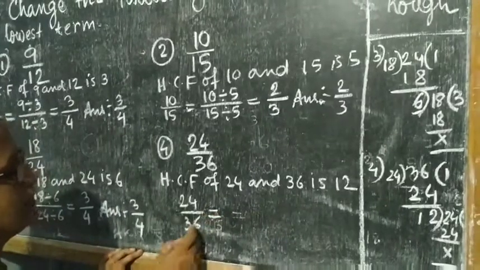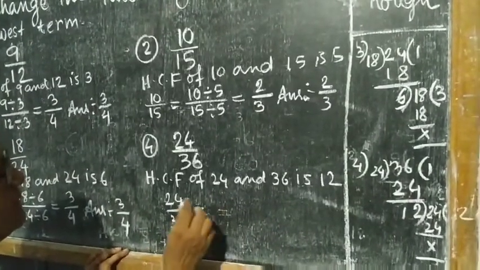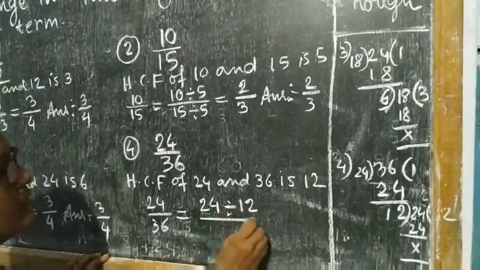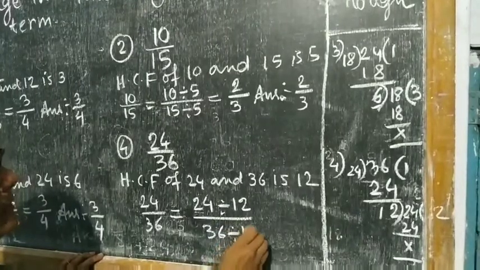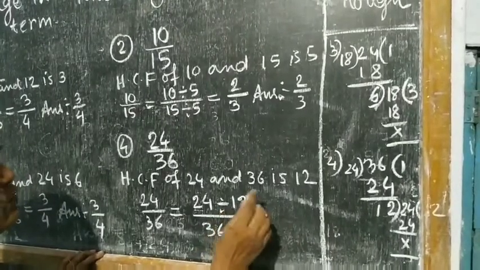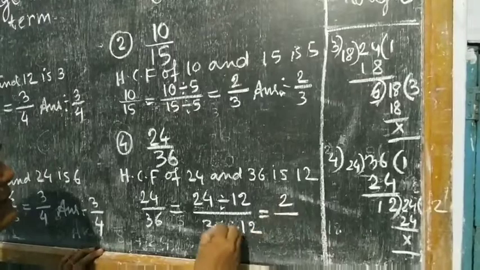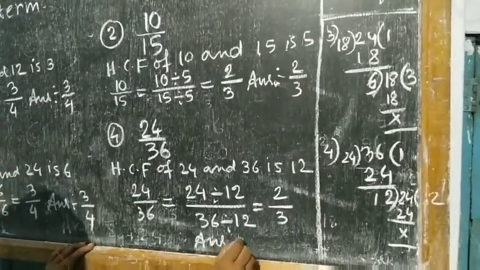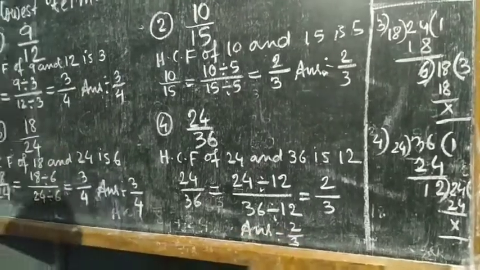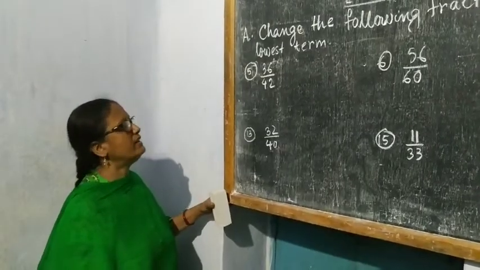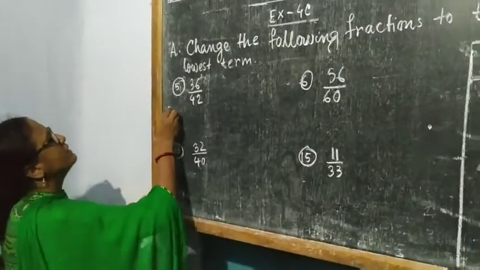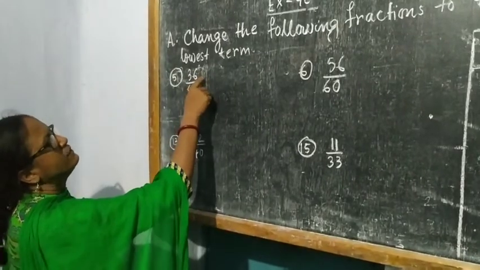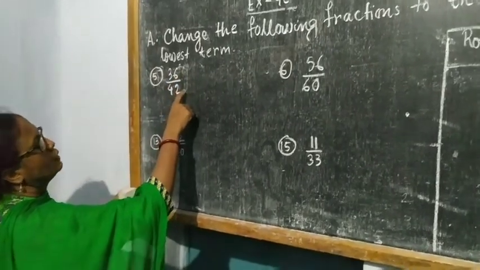So 24 by 36 equal to, you have to divide the numerator and the denominator of the fraction 24 by 36 by 12. So 24 divided by 12, 2, 36 divided by 12, 3. So answer 2 by 3. Now children, let's do sum number 5. So you have to change the fraction 36 by 42 into its lowest term.